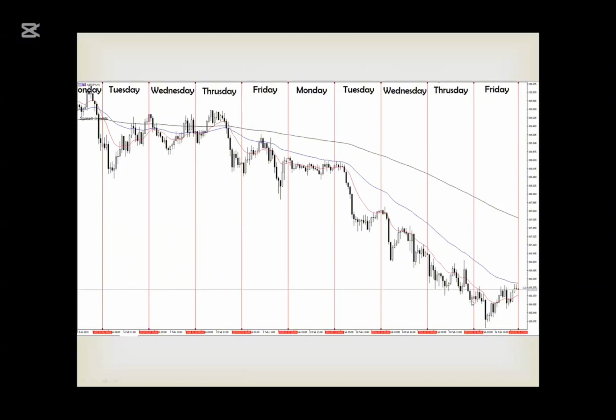And then we came into Friday. At the start of the Friday, we had some momentum here. I think this was Asian session. And then we had some momentum in New York, and then price started to consolidate because the week was ending.